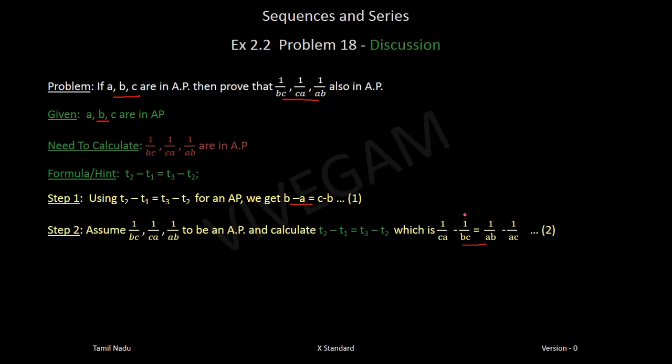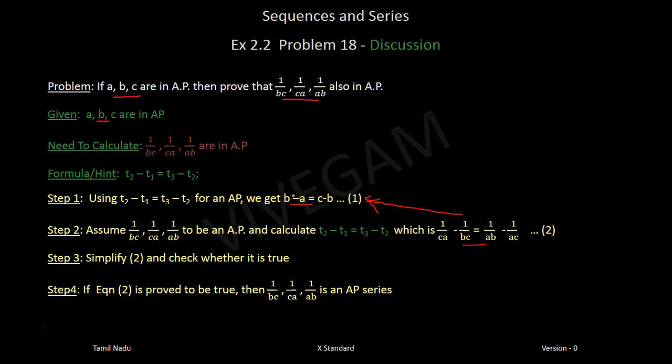If it is an AP, this will be true. So what we need to do is simplify and get it to this equation. Sorry, my arrow is very bad, but this is what we need to do. From this you simplify and try to get this equation. If you can get it, then it is proved. So simplify and check whether it is true. If it is true, then these terms are in AP. If not, they are not in AP. So it is more of a simplification exercise, but you have to keep in mind what you want to get. Then it's much easier to do.